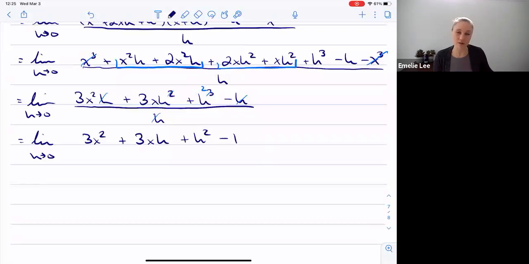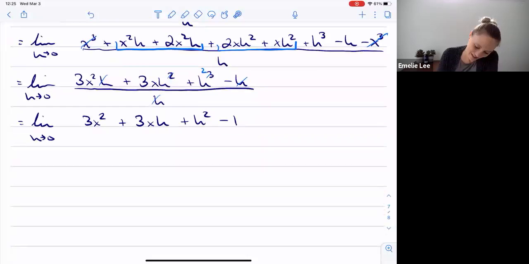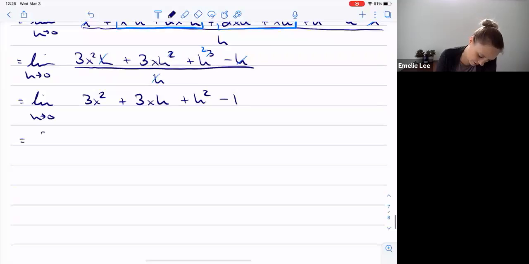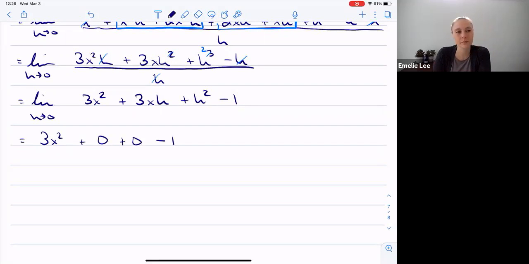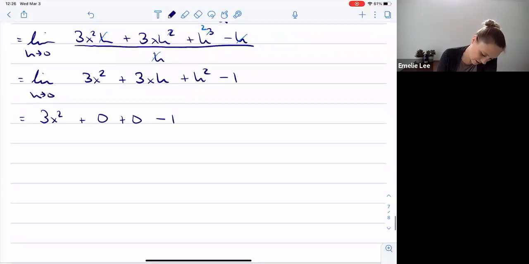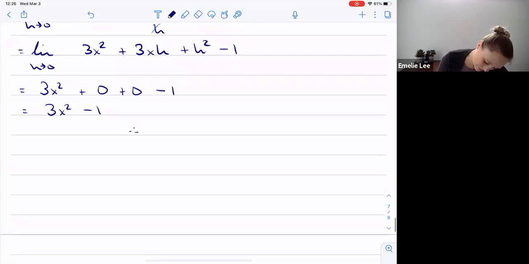Which is the same that I have in my notes, so that is a relief. If I actually evaluate this limit, h is going to 0, so this becomes 0 and this becomes 0, 3xh and h squared go to 0. So this becomes 3x squared plus 0 minus 1, which of course just becomes 3x squared minus 1. Therefore, f prime of x, which is what we were trying to find, is 3x squared minus 1.